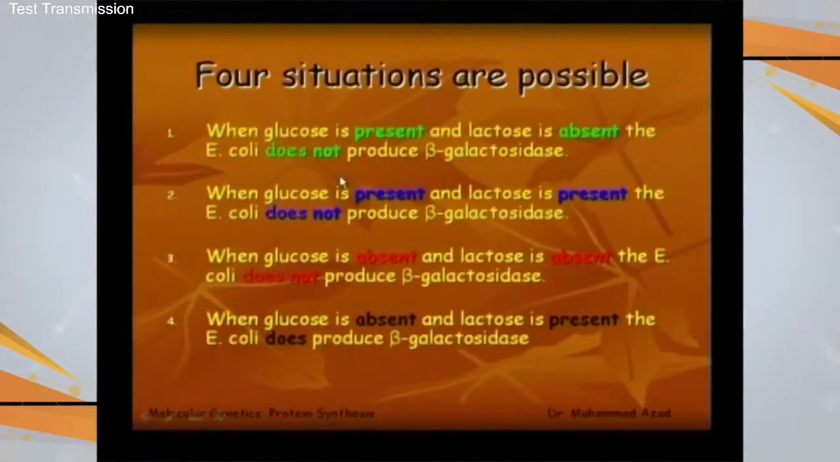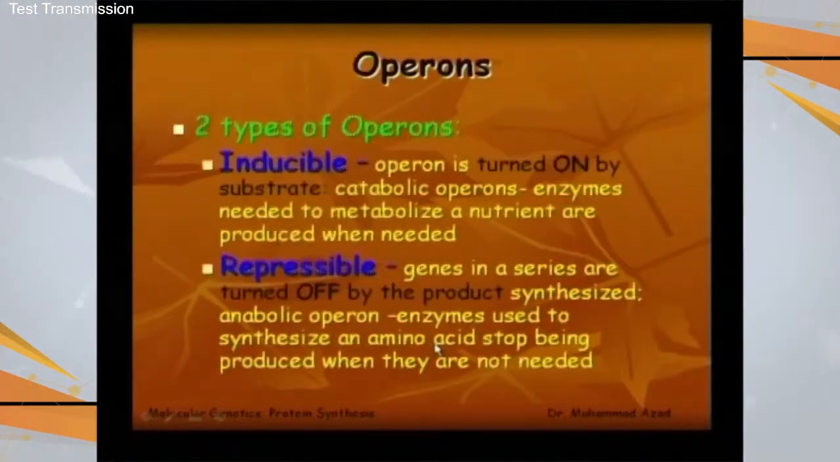So 4 possibilities are there. When glucose is present and lactose is absent, the E. coli does not produce beta galactosidase. When glucose is present and lactose is present, both are present, so E. coli prefers glucose and does not produce beta galactosidase. When glucose is absent and lactose is also absent, so both are absent, still beta galactosidase is not produced. But when glucose is absent and only lactose is present, then the E. coli does produce beta galactosidase.